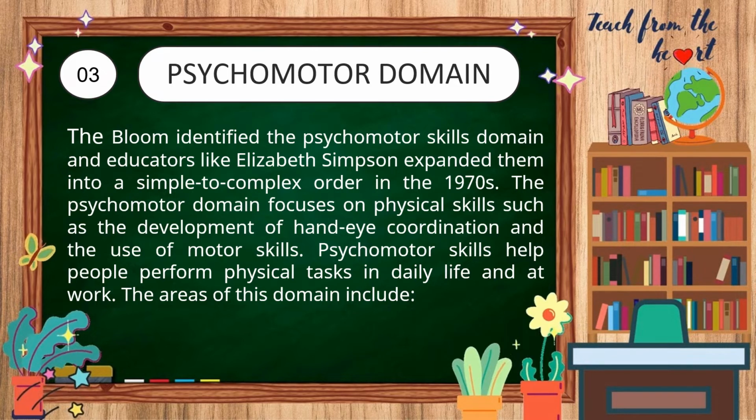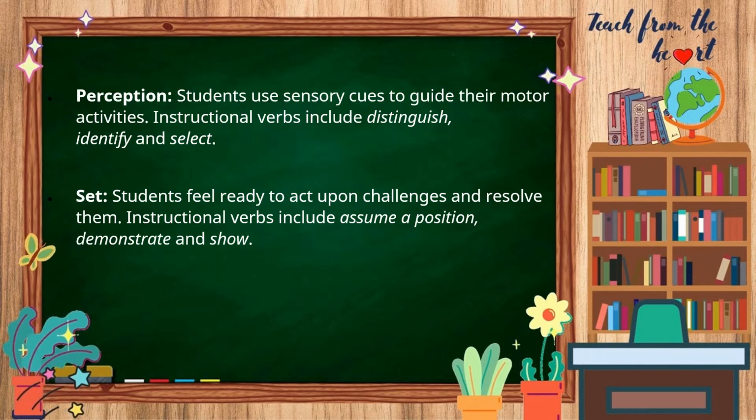The areas of this domain include perception. Students use sensory cues to guide their motor activities. For example, students may listen to a teacher's lesson and write down corresponding notes. The instructional verbs include distinguish, identify, and select. The next one is set. Students feel ready to act upon challenges and resolve them. For example, a student who wants to improve their grade is motivated to study for their next test. The instructional verbs include assume a position, demonstrate, and show.